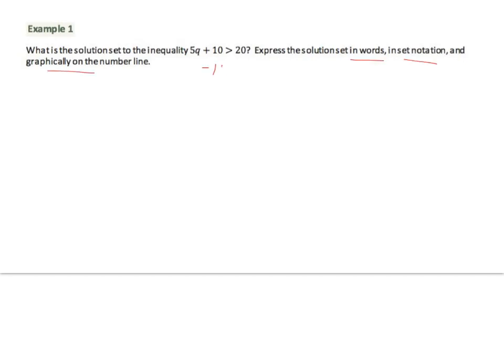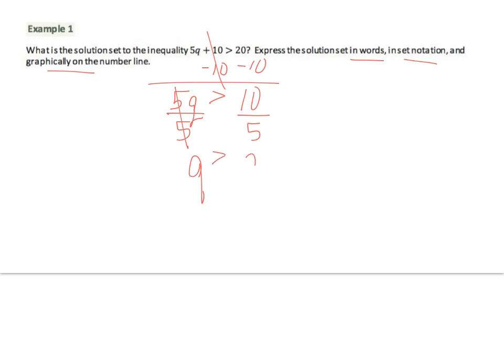So I'm going to get all the letters on one side of the inequality sign and the numbers on the other. So subtract 10 from both sides, and I have 5q is greater than 10. And then these two values are multiplied, so I need to divide to get rid of that. And so I have q is greater than 2. So set notation, q is real such that q is greater than 2.